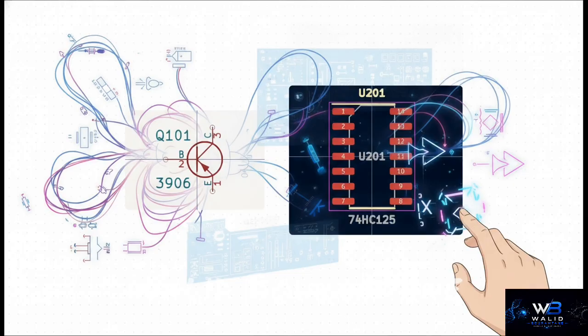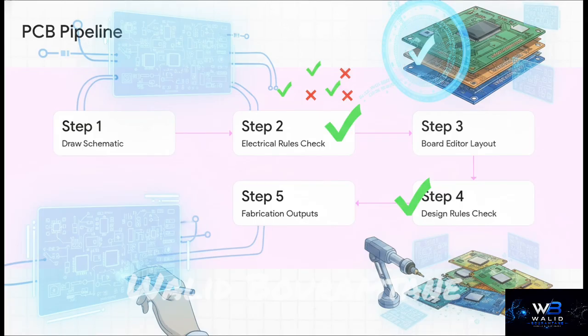The whole design process at this stage is just adding these symbols, wiring their pins together, and then, crucially, assigning a physical, real-world footprint to every single one of them. But listen, here is the most important takeaway for this section. You absolutely must follow this exact pipeline if you want your design to translate into a functional manufacturable board.